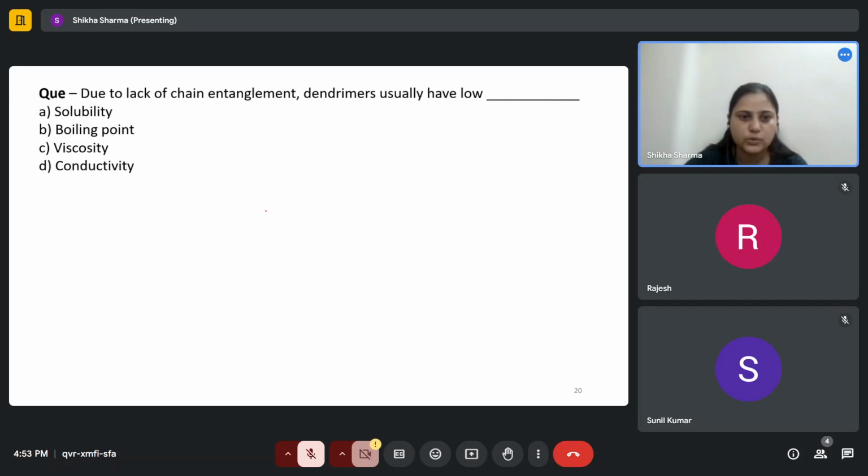Next is, due to lack of chain entanglement, dendrimers usually have low solubility, viscosity, boiling point, or conductivity, because in the dendrimers there is lesser chain entanglement. There is a deficiency of entangled chains, and more free chains will be there, right? Because there is branching in the dendrimers. So what will happen? Low. So which property will be low? So anyone?